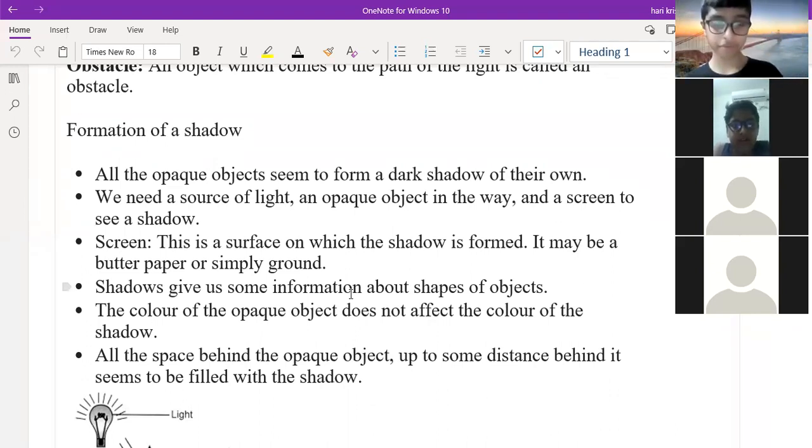All these are the points. Opaque objects seem to form a dark shadow of their own. We need a source of light, an opaque object in the way, and a screen to see a shadow. Screen: this is a surface on which the shadow is found. It may be a butter paper or simply the ground. Shadows give us some information about the shapes of objects. The color of the opaque object does not affect the color of the shadow. All the space behind the opaque object up to some distance behind it seems to be filled with the shadow.